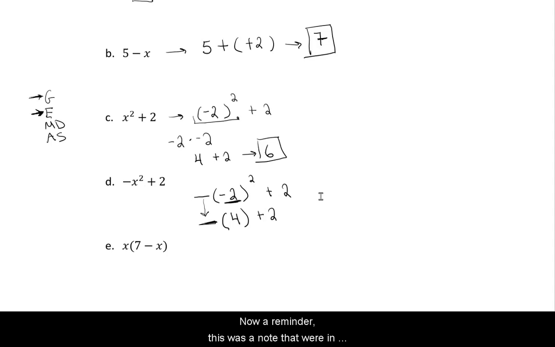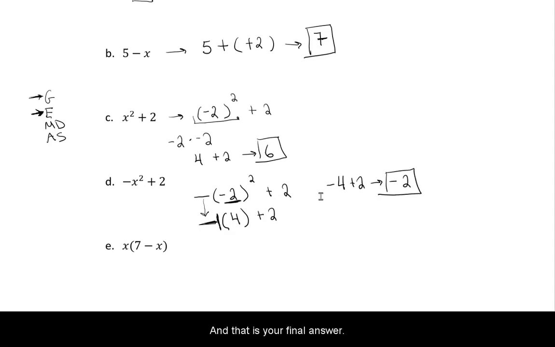Now, a reminder, this was a note that was in the guided notes earlier, and it talked about anytime you have a negative sitting next to something, it's the same as multiplying by negative 1. So here, really what's happening is you're taking your negative 1 and multiplying it by 4. So you get negative 4 plus 2, which gives you negative 2. And that is your final answer.